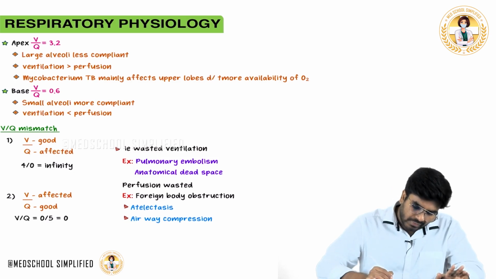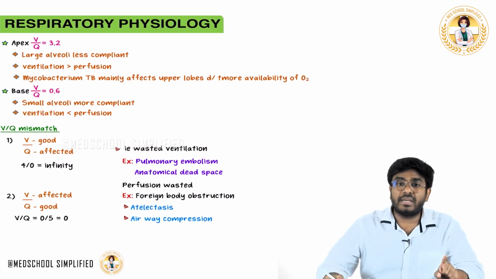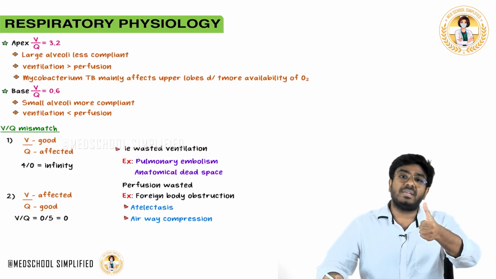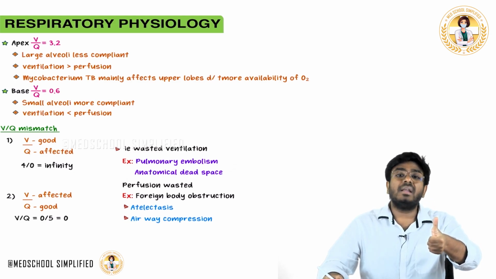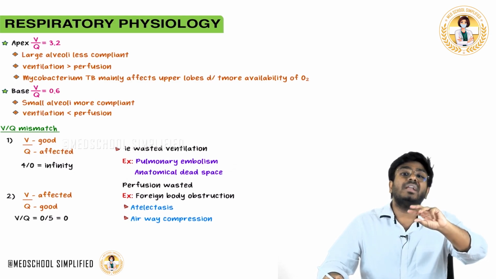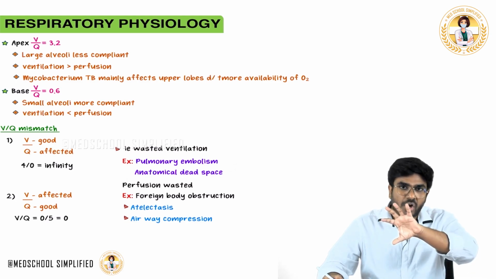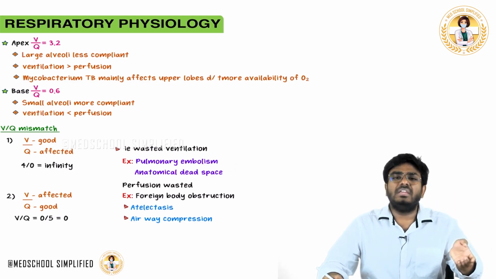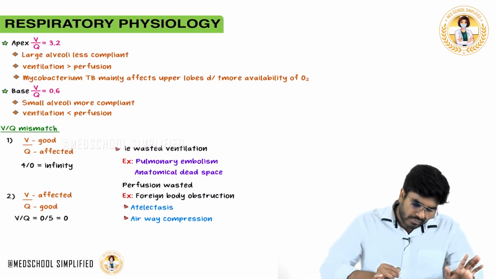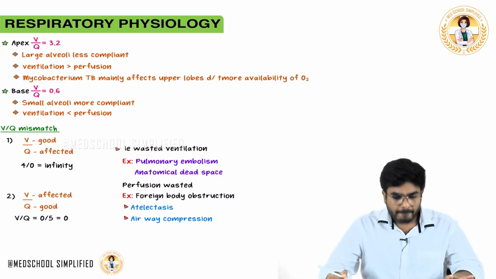Even in anatomical dead space, what happens? In the anatomical dead space, ventilation is there, no doubt, but there is no blood going to the conducting zone for the purpose of gases exchange. So even physiologically, you will have V/Q ratio as infinity in the anatomical dead space.